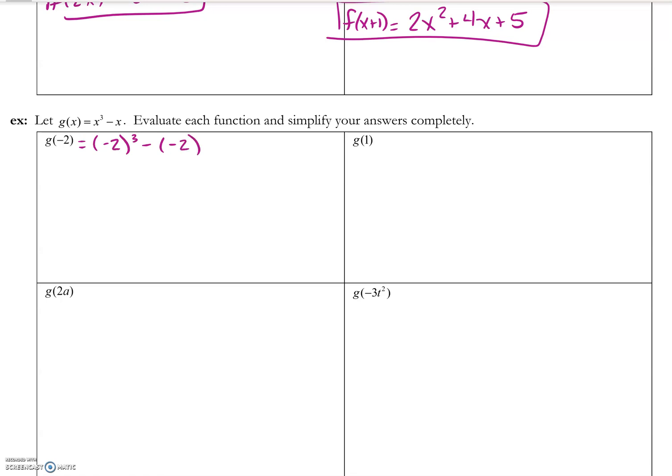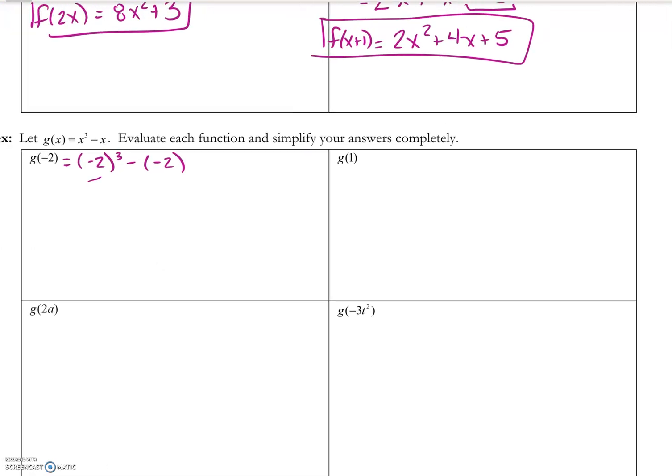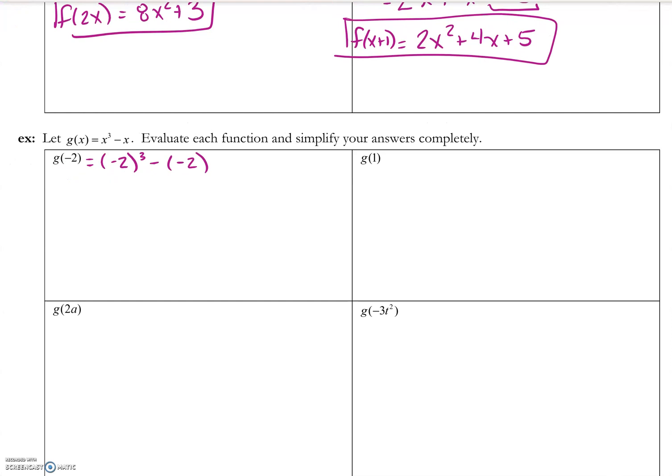This time I have x in 2 separate places, so I replaced that x with the number -2 both times. Okay, so now I'm just going to evaluate. So working with my exponent first, -2 to the third, or -2 times itself 3 times, is -8 minus -2. I can simplify this minus negative and turn it just into a plus. And I know that -8 plus 2 is -6.